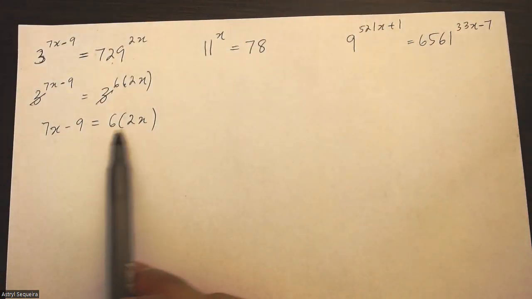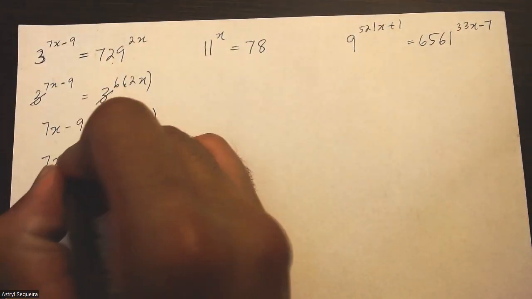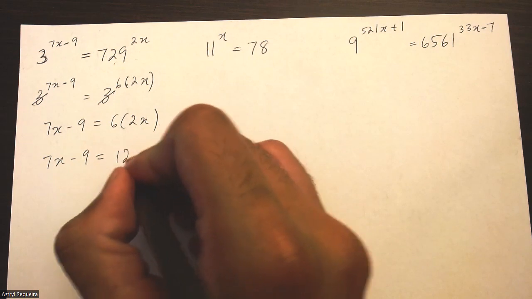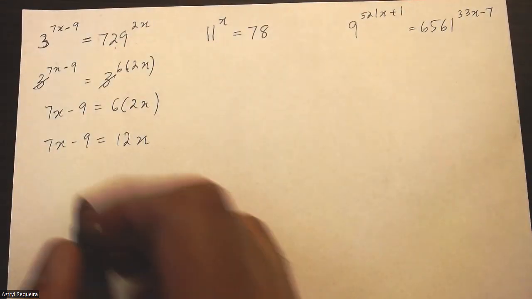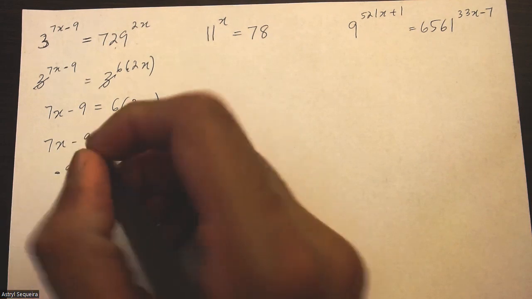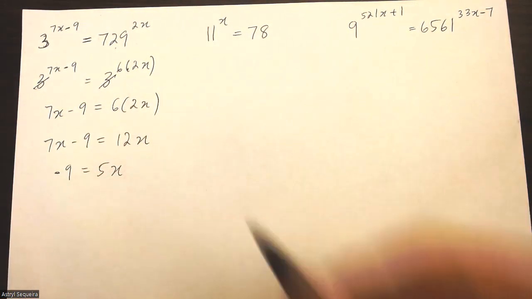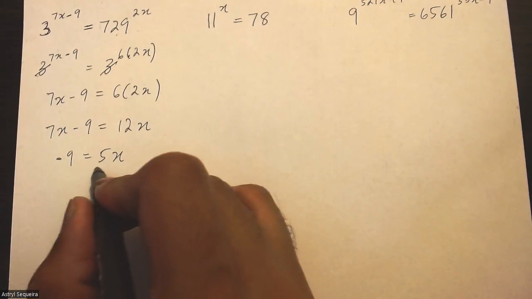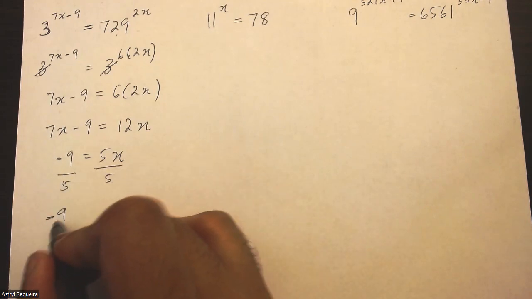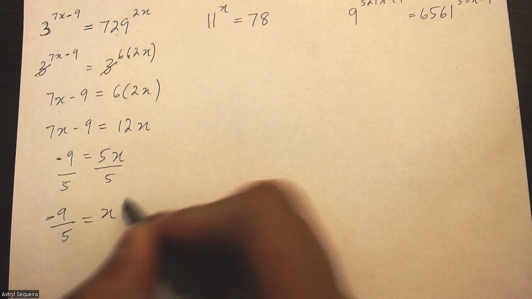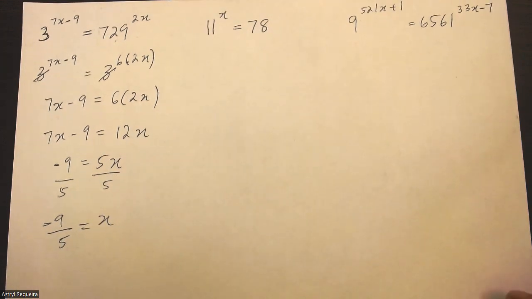I'll just start with this multiplication over here. That's just 12x. Then I'll move the 7x to this side and I'll subtract it. Negative 9 equals 5x. 12x minus 7x is 5x. And then I'll divide both sides by 5. So negative 9 over 5 is my solution to this first question.